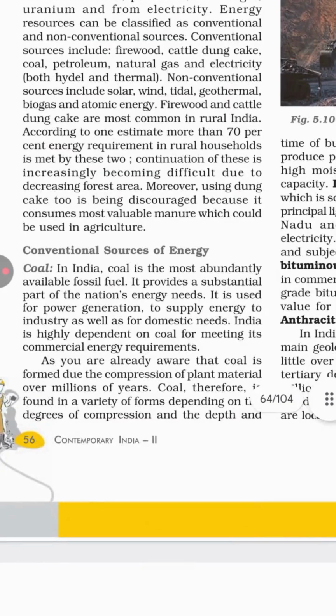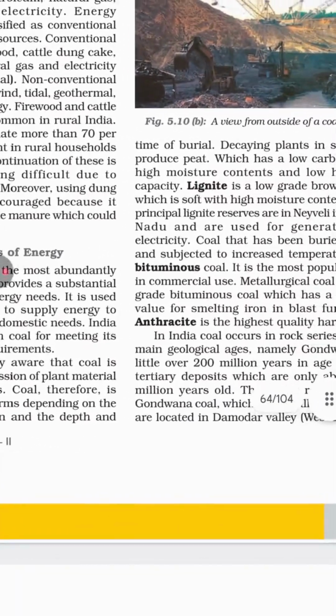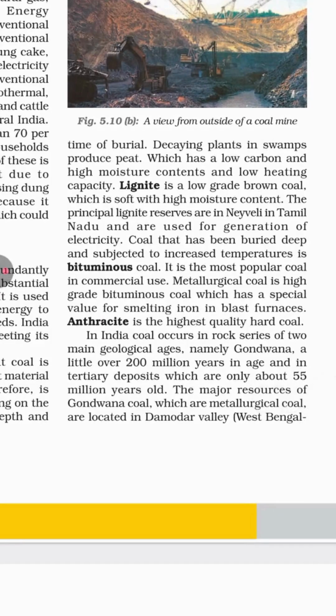Now, coal basically: lignite is the lowest, low grade coal. It is soft with a high moisture content, and it leaves a residue. Now, the second is coal that has been buried deep and subjected to increased temperature. It is bituminous coal. It is basically used for commercial value, but the best of the best is anthracite.